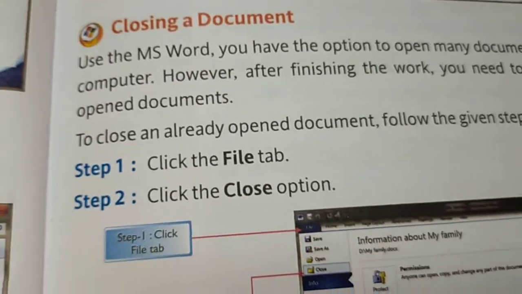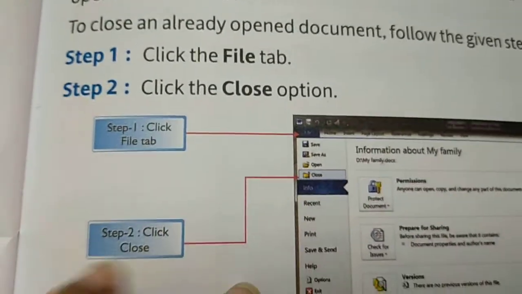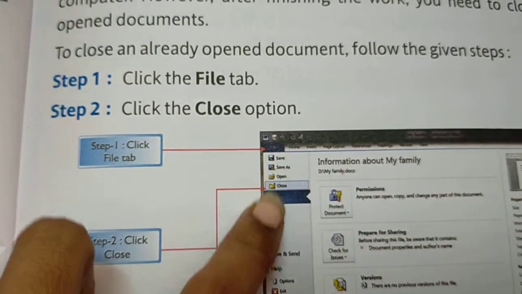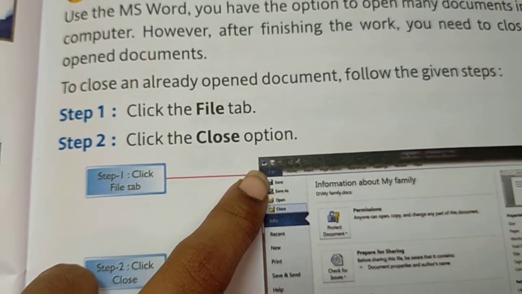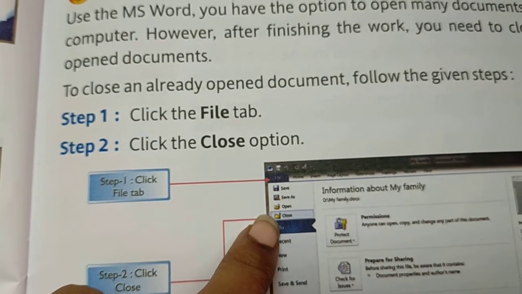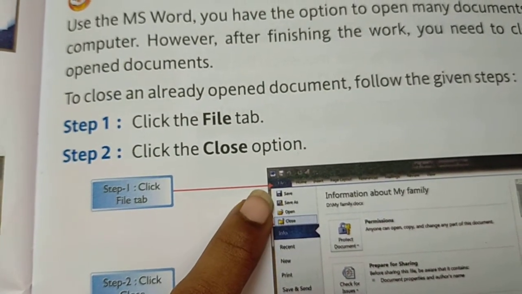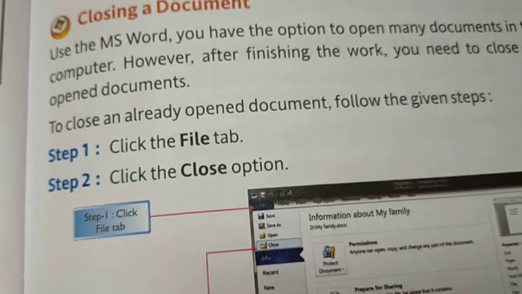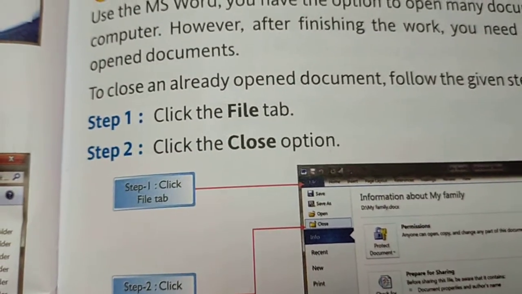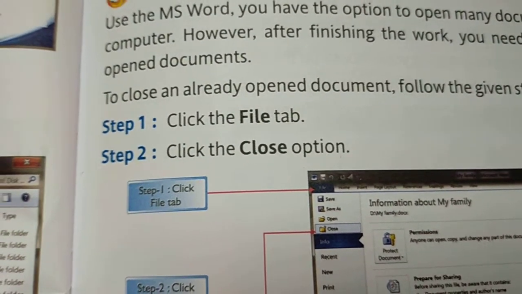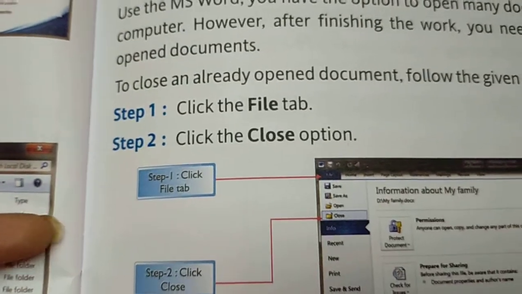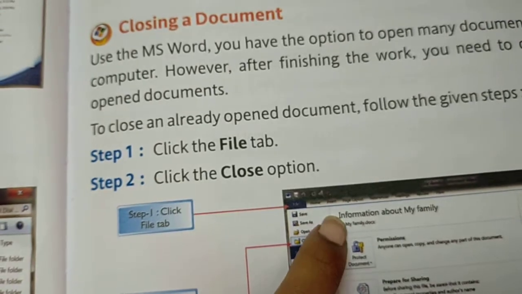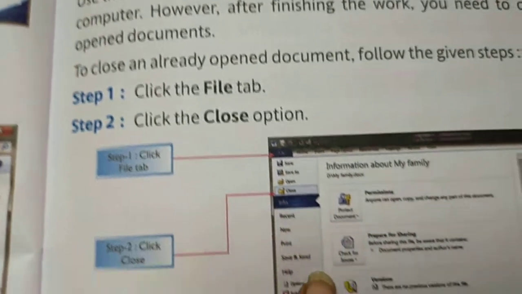And then closing a document. After you complete the work, you have to close your document. You have to go to the file menu, then click the close option. First we saw the save option, which file you type, you have to save that. Then opening the existing document. Now we are seeing closing the document. In the file menu, you have the close option. Just click the close option.